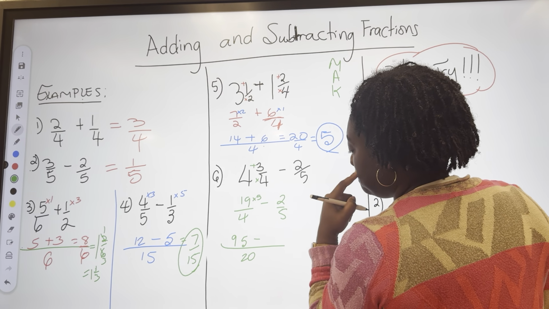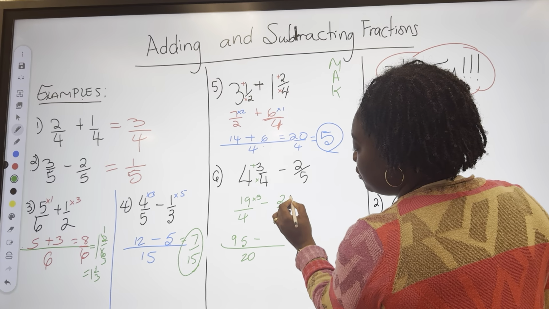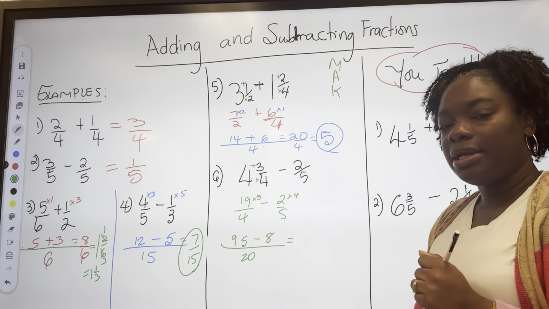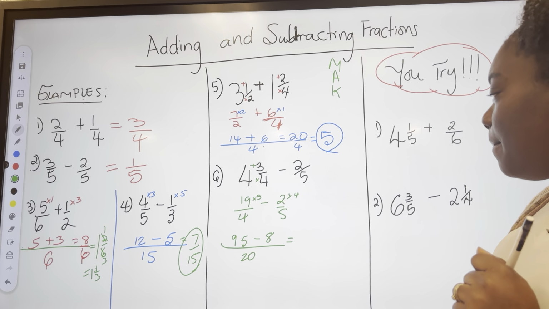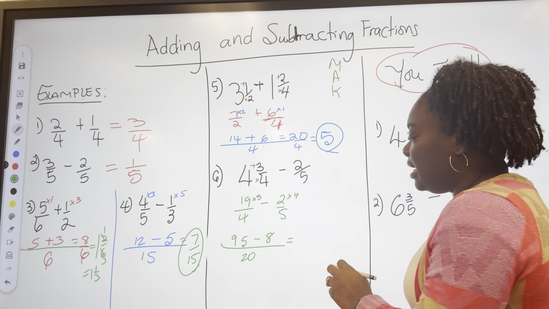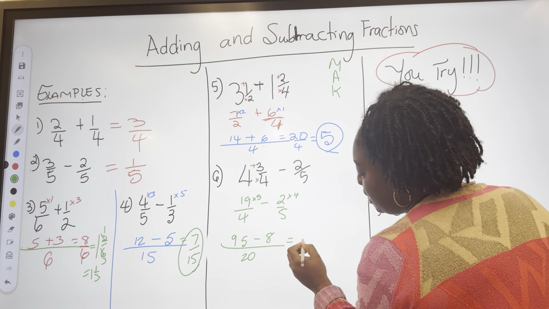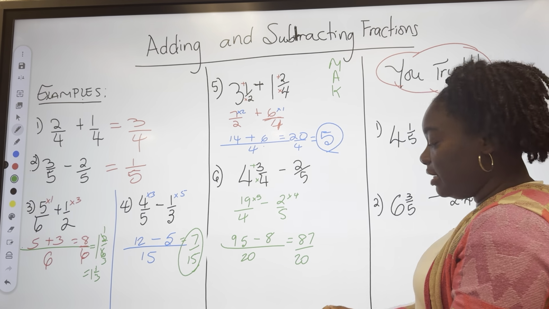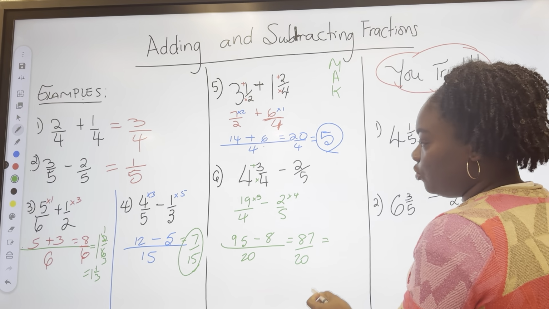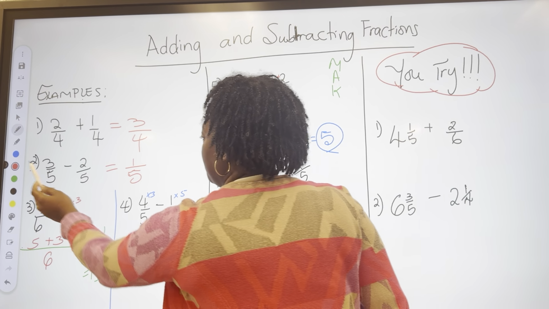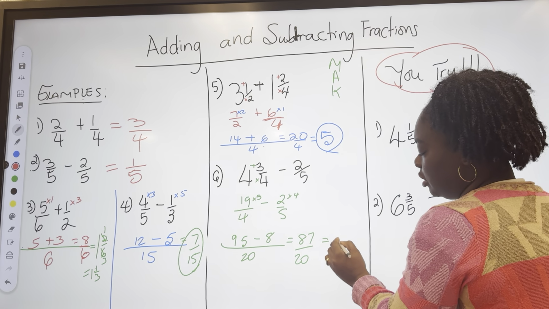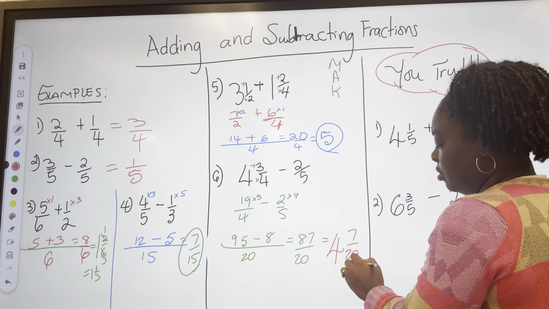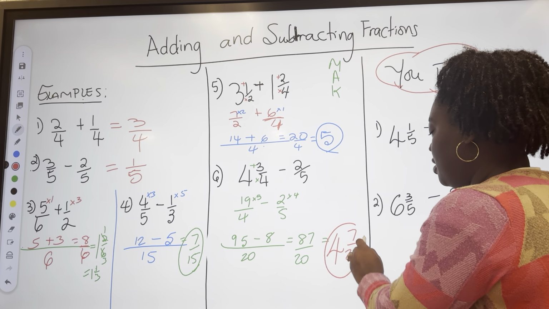Minus 5 into 20, that's 4, so 4 times 2 is 8. All right, so that's 95 minus 8, that's going to give me 87 over 20. Notice we have an improper fraction, so we can go in and change it. So that's 4 times, and I'll have a remainder of 7. All right, and that's your answer.